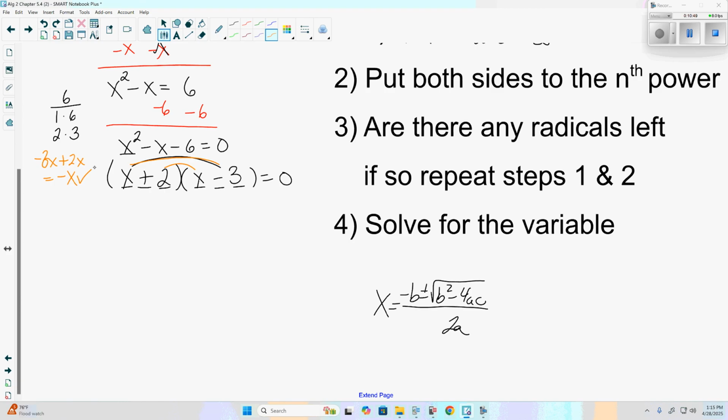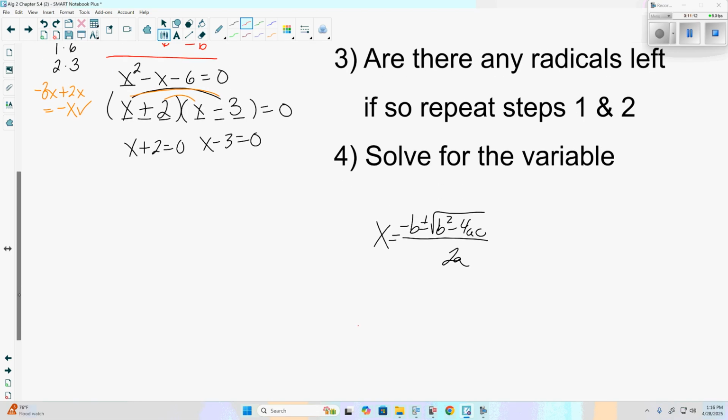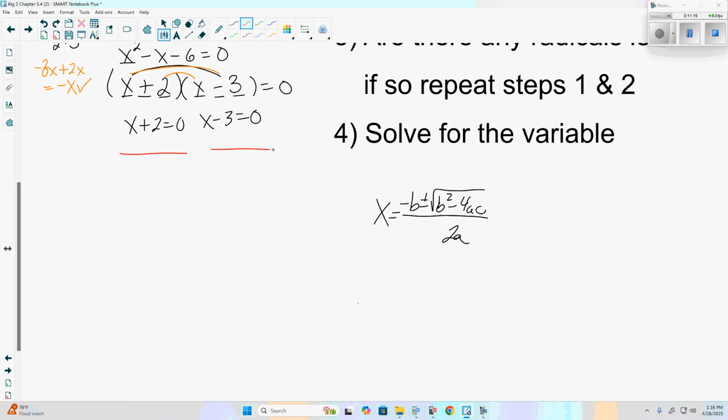Part of the reason we factor is because now we have two things multiplied together to equal 0. So one of these is going to be 0. Either x plus 2 is equal to 0 or x minus 3 is equal to 0. So with x plus 2, we would subtract 2 from both sides, telling us x is equal to negative 2. With our x minus 3, we would add 3, telling us x is equal to 3.